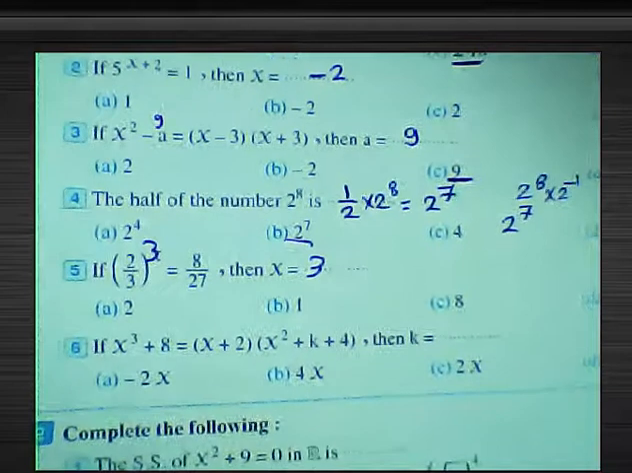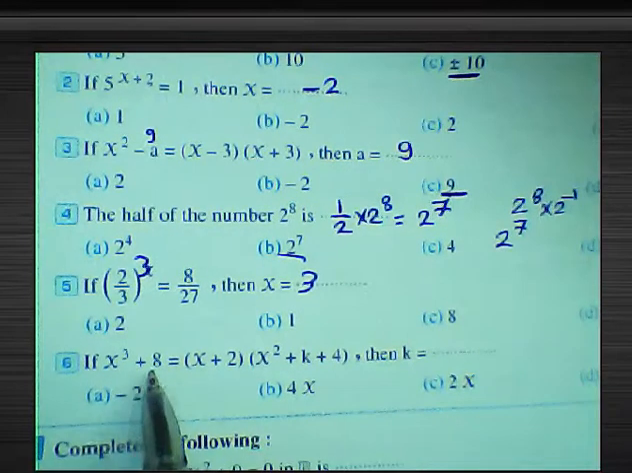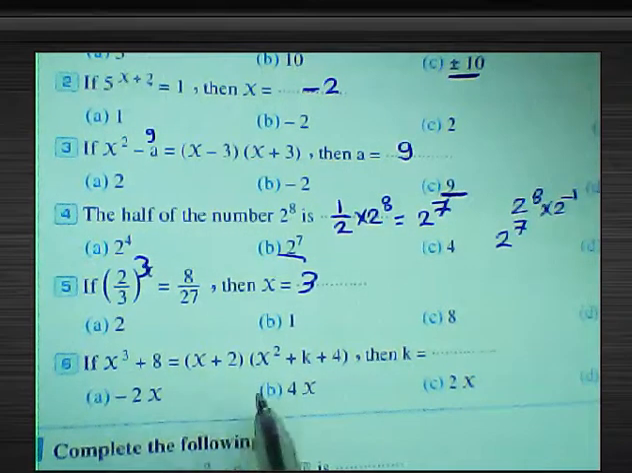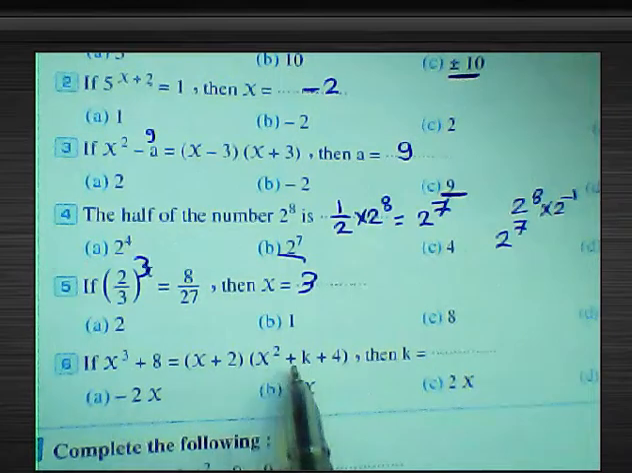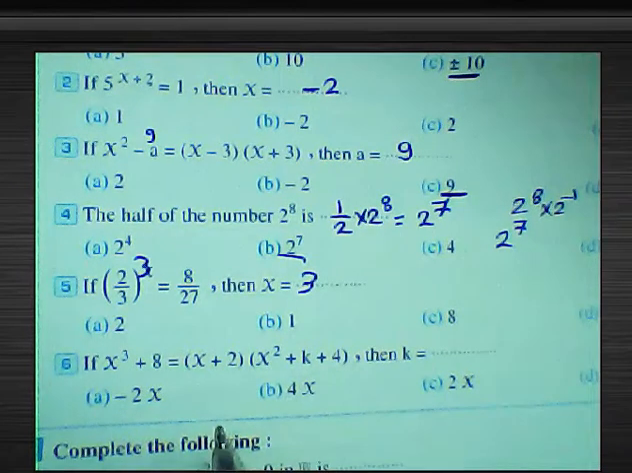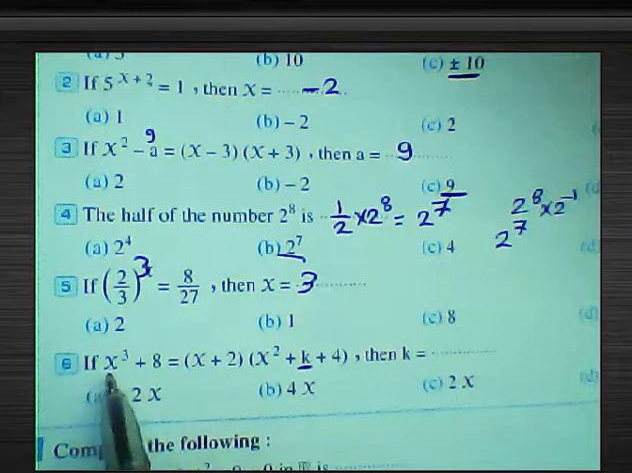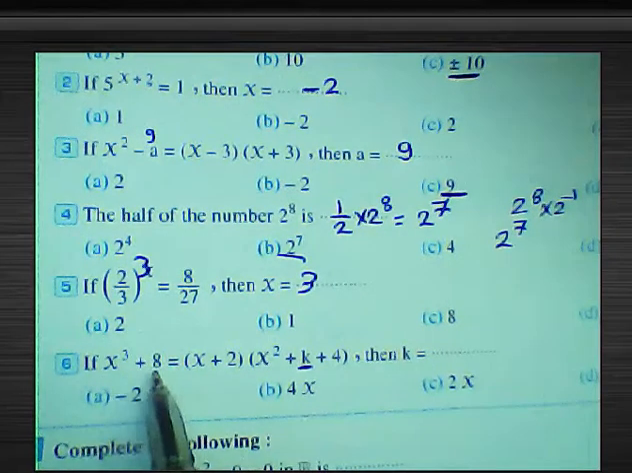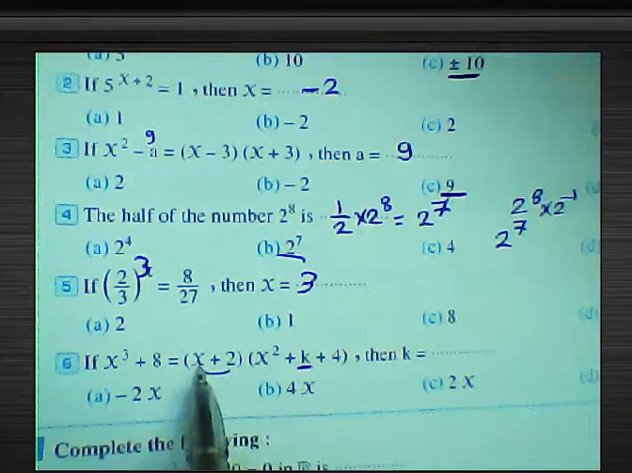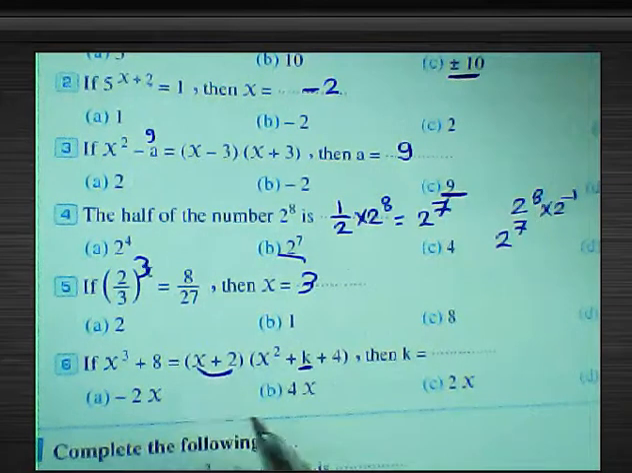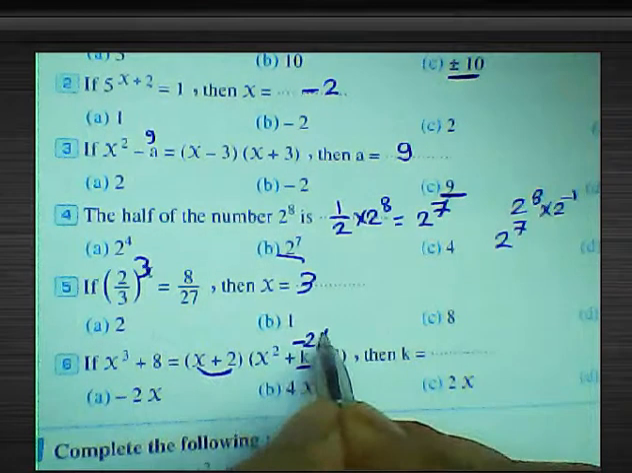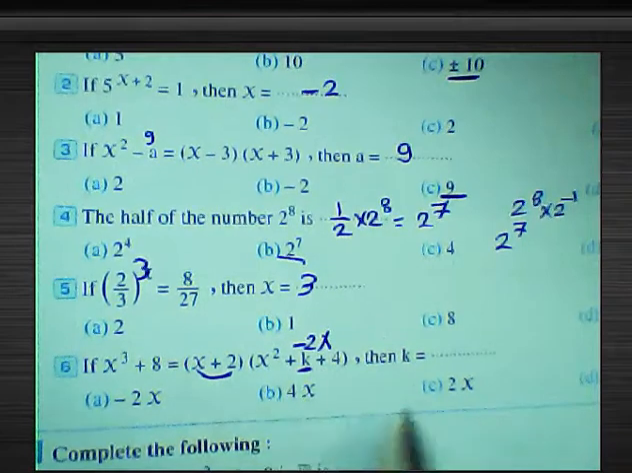Question number 6, if x power 3 plus 8 equals x plus 2 multiplied by x power 2 plus k plus 4, then k equals? We know k is the median. We factorize x power 3 plus 8, the result will be 2 times x, but we must change the sign. The sign will be negative 2x, so k will be negative 2x.